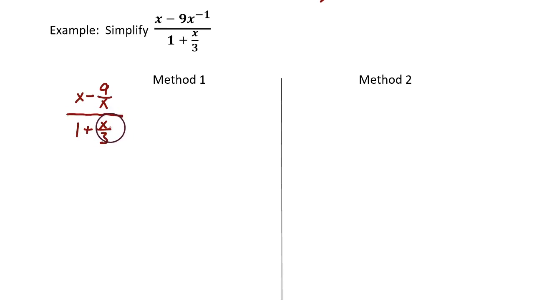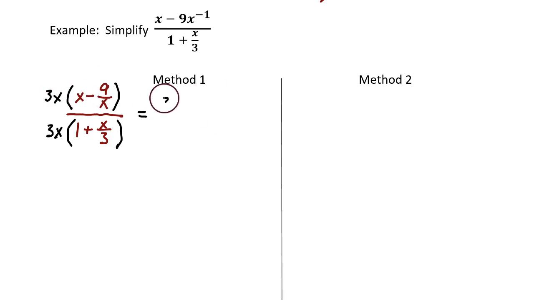We need to figure out what the least common denominator is. From this fraction, the denominator has an x in it. Later on in this fraction, the denominator has a 3 in it. Putting those two together, the least common denominator is 3x. Multiply the top by 3x and multiply the bottom by 3x. Apply the distributive property to figure out what you get.